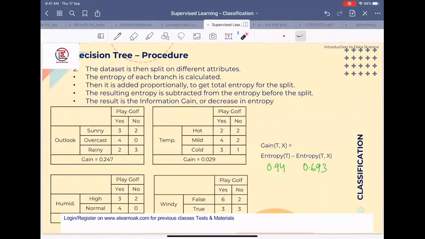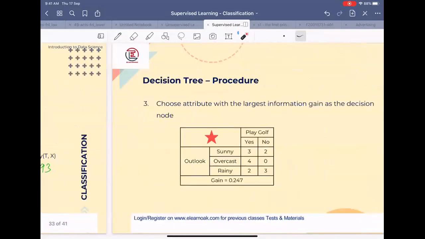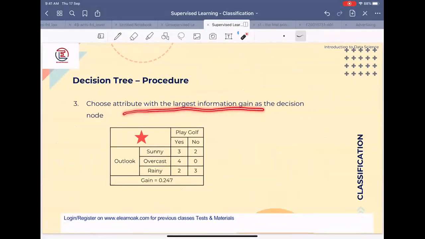So we do it for all 4: outlook, temperature, humidity, and windy. Whichever has the largest information gain. This one has 0.029, so this is definitely not larger than this one. These 2 are hidden, but I know that both of these are less than 0.247, so just trust me on this one. Once we see the highest information gain, we choose that as our feature. We choose the attribute with the largest information gain as our node. So outlook will be the first node, because it has the highest information gain.